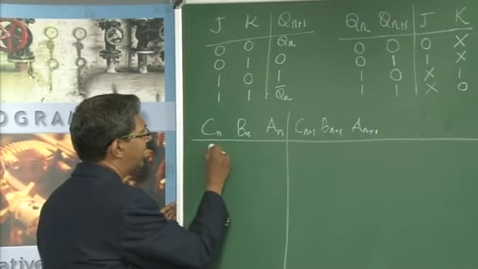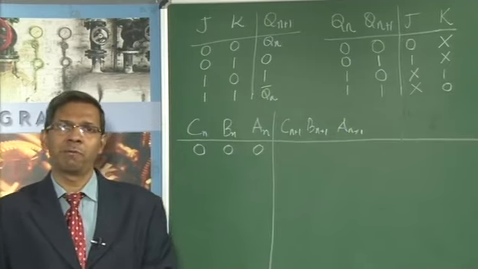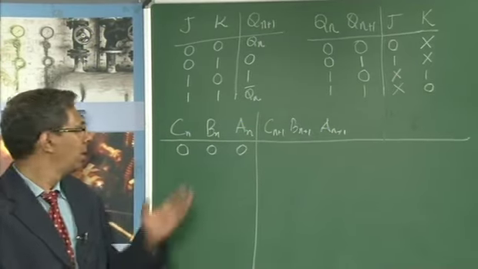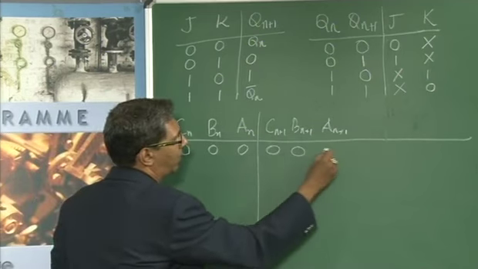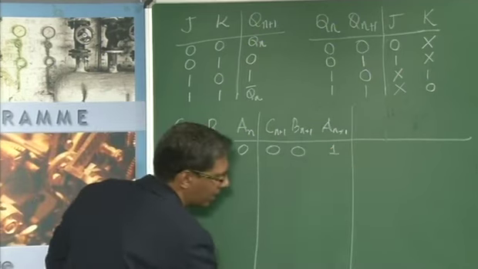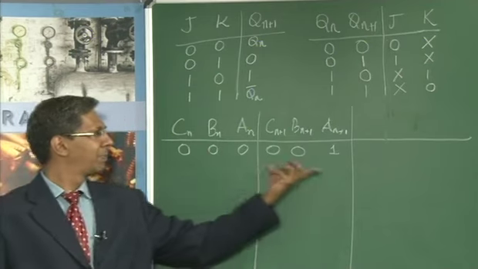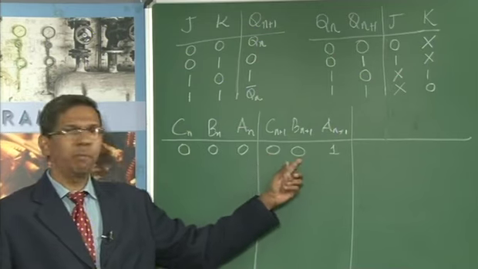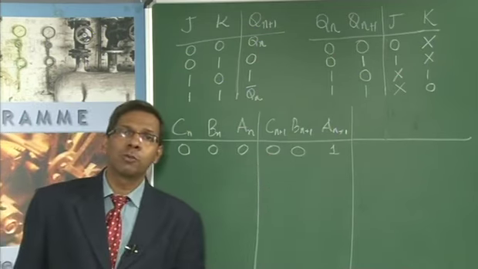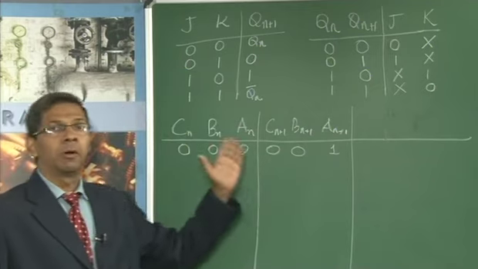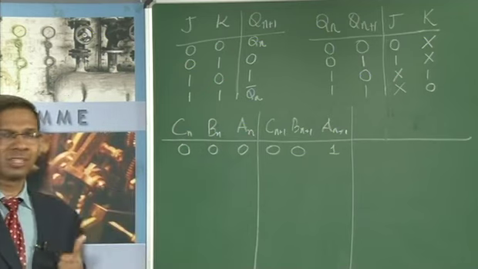Remember the finite state machine diagram. If the initial state is 0, 0 and 0, what is the next state that we expect for a counter? If it is an up counter, it increments by 1. That means its value changes to 0, 0 and 1. The previous state is 0 for all the flip-flops, whereas in the next state C and B remain at 0 while the A flip-flop toggles to 1. So our job is to write the values of J and K for each of these flip-flops.